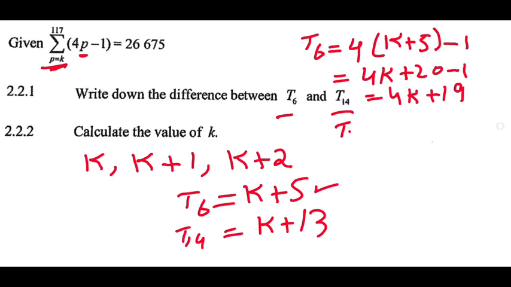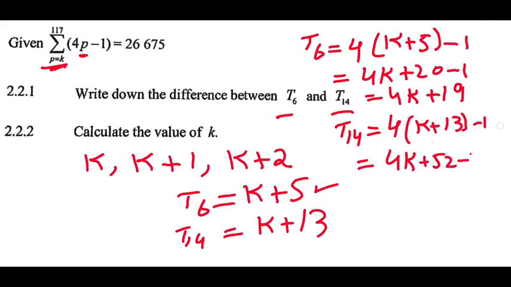Now I'm going to solve T14. It is the same formula, 4 times K plus 13 minus 1. I'm going to solve: 4K plus 52 minus 1. Simplify, that will be 4K plus 51. So we have T6 and T14.